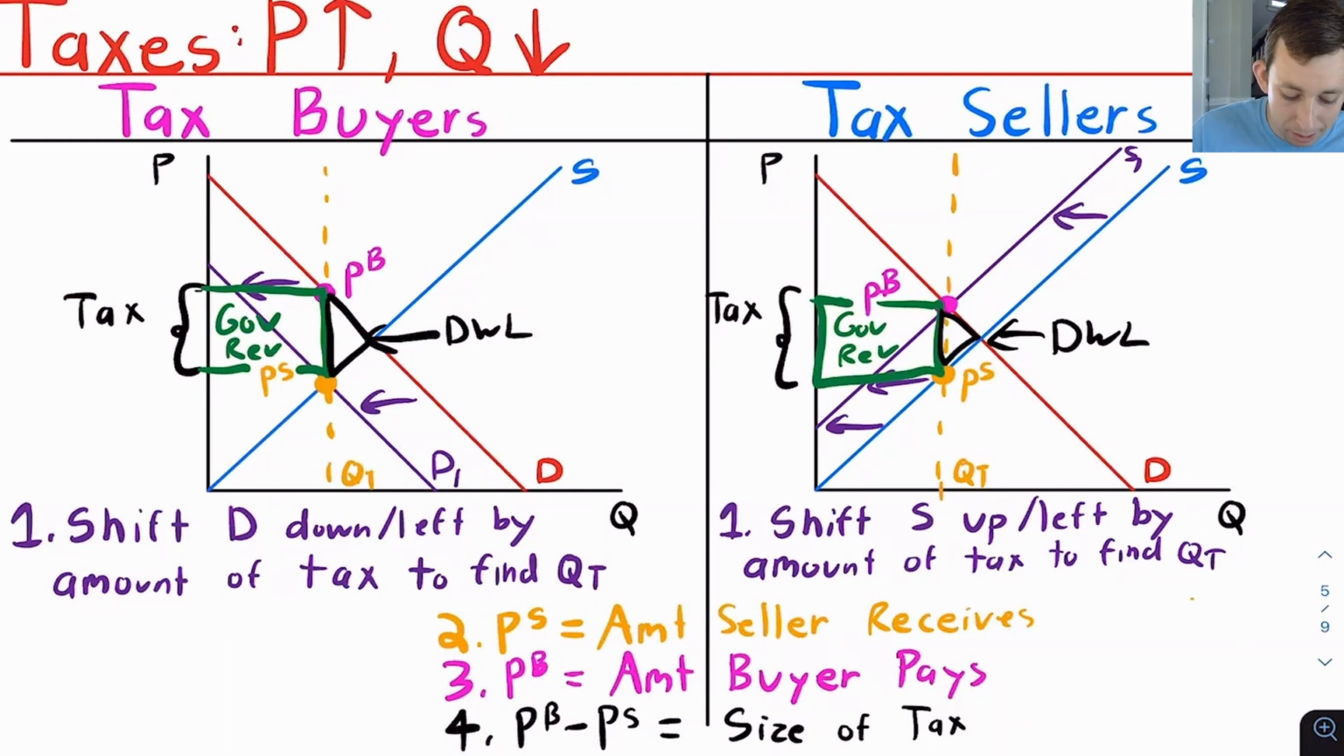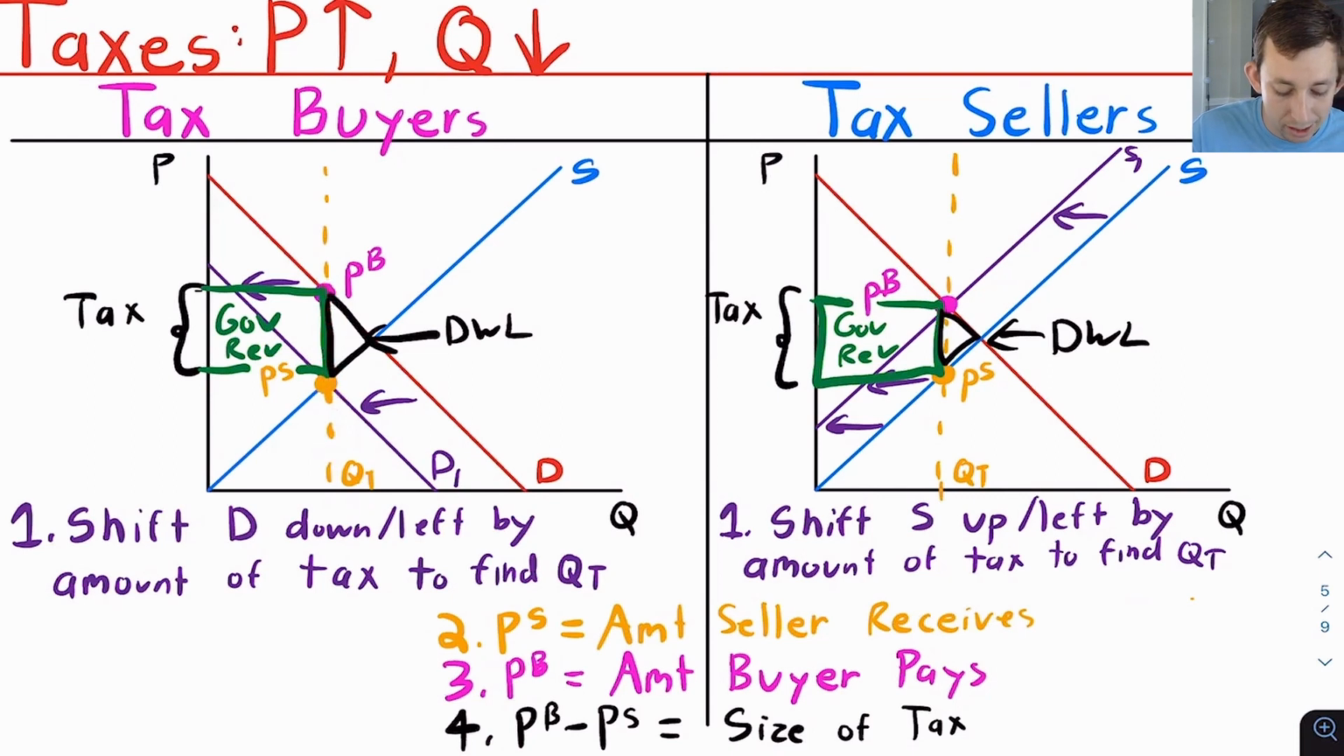So if we're taxing the buyers, the first thing we're going to do is, if it says, for example, we're going to tax donuts by 20 cents, and this tax is on the buyers, I'm going to shift the demand curve left by 20 cents. The reason I'm shifting it to the left by 20 cents is because now it's equivalent to saying the price is going up by 20 cents. Now, when I shift the demand curve, I'm only looking for QT, or quantity after tax, and that happens when the new demand curve intersects the old supply curve. So right here on this line is the quantity after tax, or QT.